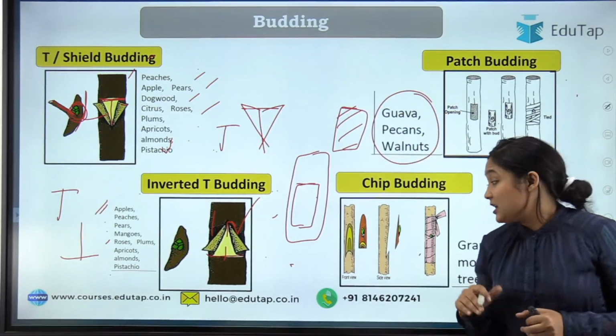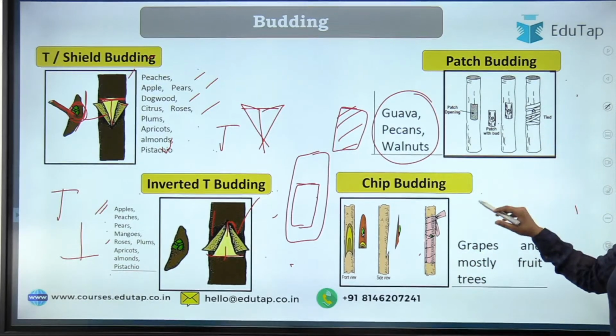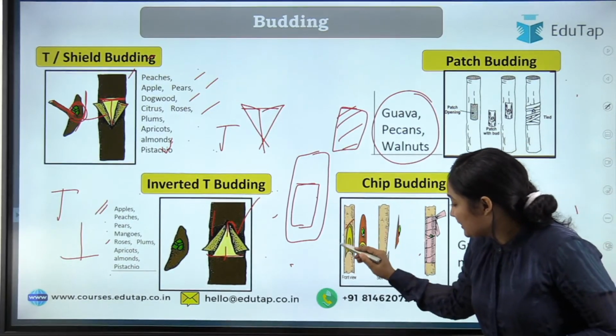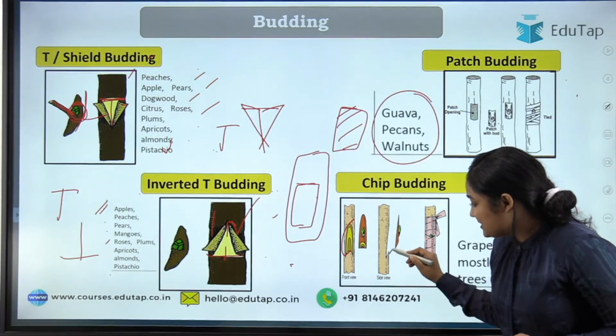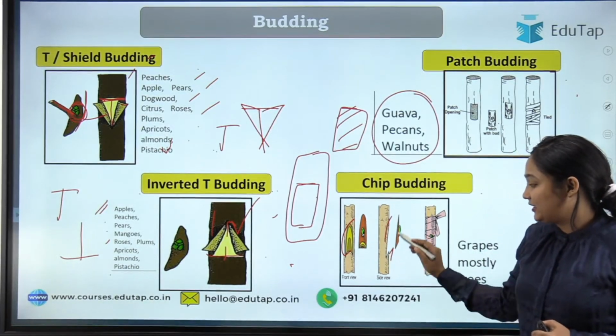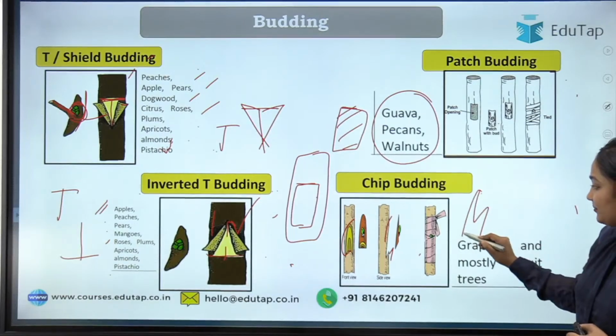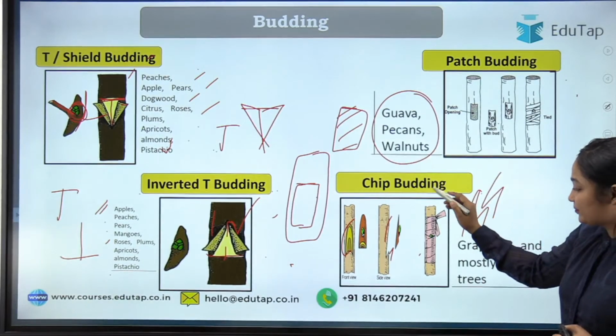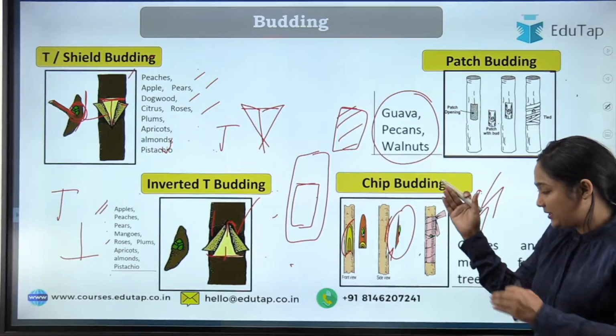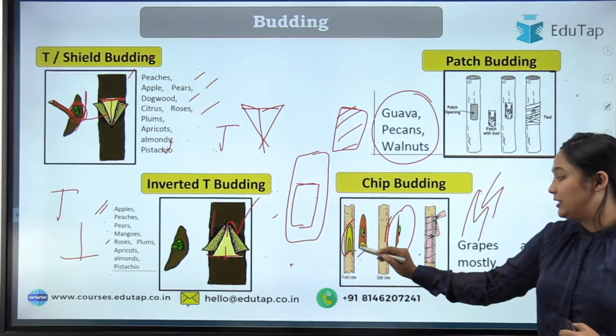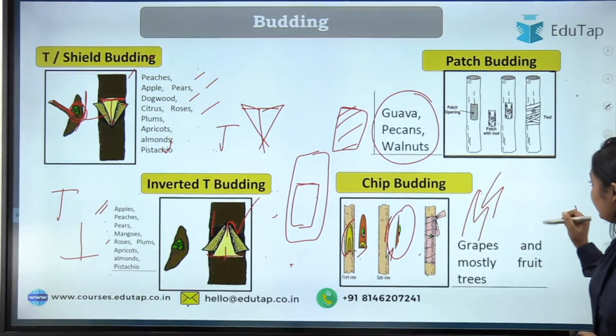Okay. Now moving to chip budding, again a type of patch budding, because what we are doing is making this kind of structure. See, a wedge-like structure like we make in grafting, right? So we are making this kind of structure, and we are fitting the new bud branch in the particular part. Okay, so this will be cut again.